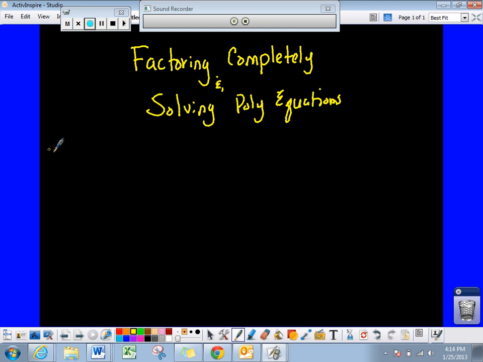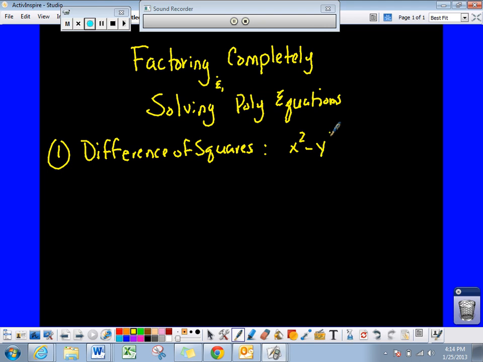Alright, so we've already looked at factoring difference of squares. Basically, whenever we see a square and a minus sign with it, we check to make sure that we have perfect squares, and then we factor x minus y, x plus y. Then we have the difference of cubes.